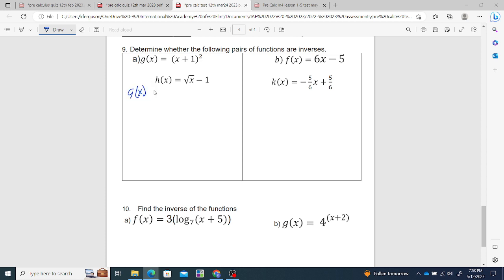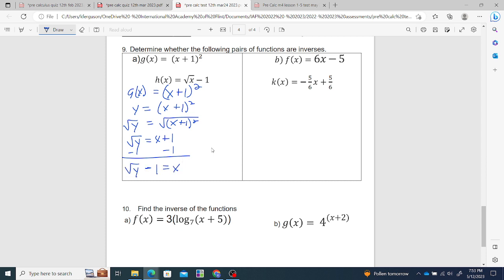So I'm going to say g of x equals x plus 1 squared. Well, I want to get to x. So first we're going to make that y. So y equals x plus 1 squared. I want to get rid of the squared, so I'm going to take the square root of both sides. The square and the square root cancel each other off, so now I got the square root of y equals x plus 1. So then I'm going to subtract 1 from both sides. I'm going to have the square root of y minus 1 equals x.